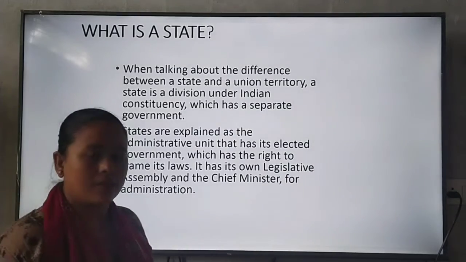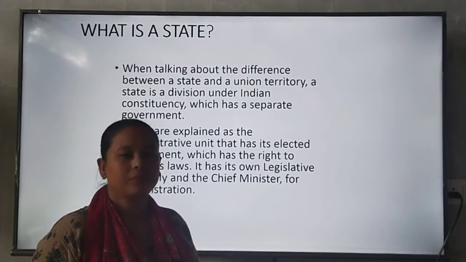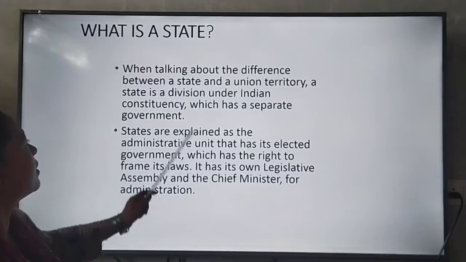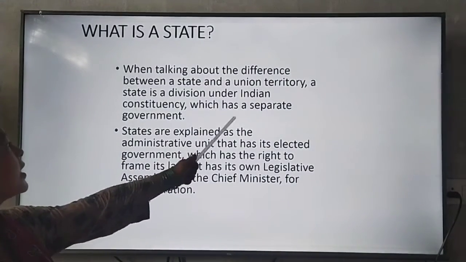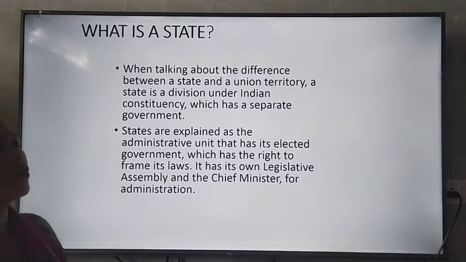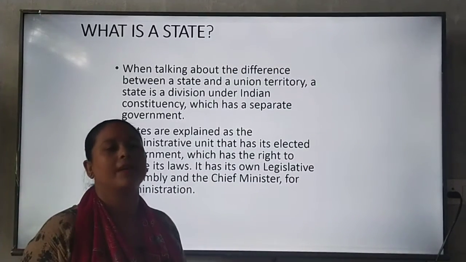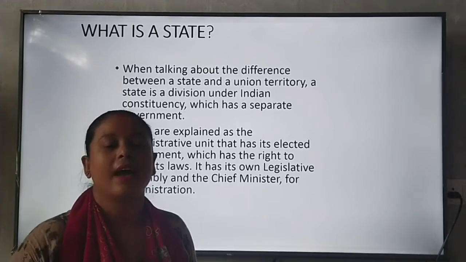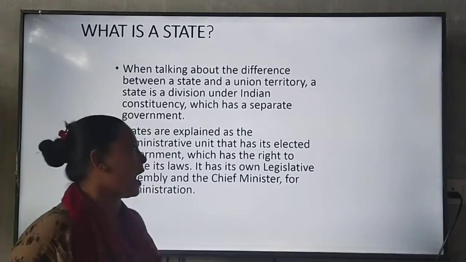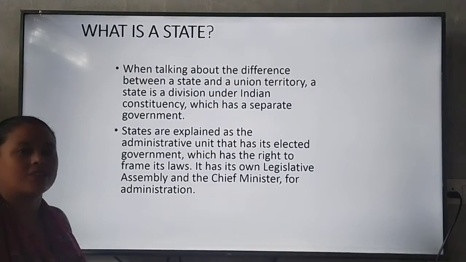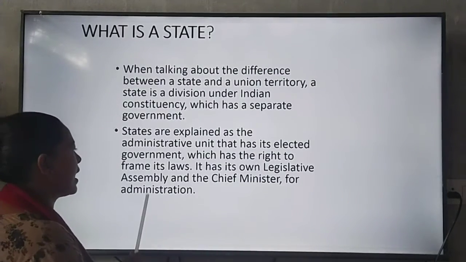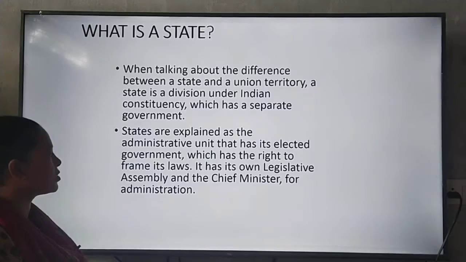So children, state means it is a division under Indian Constitution which has separate government. So an Indian state has a separate government and it has its own legislative assembly and the chief minister for administration. Understood up to here?